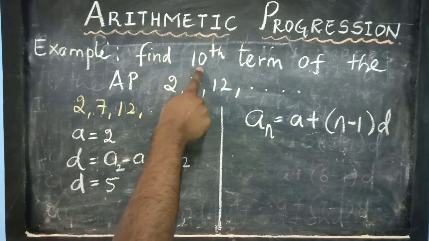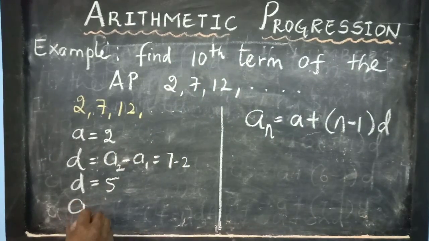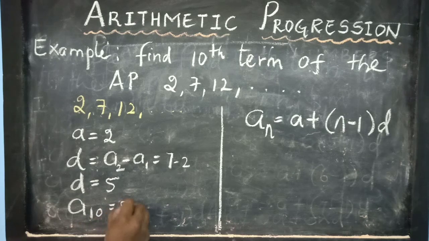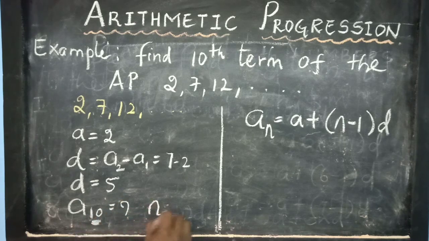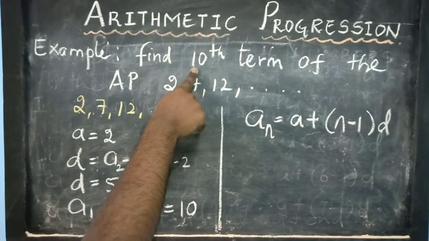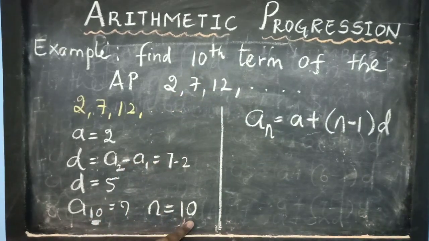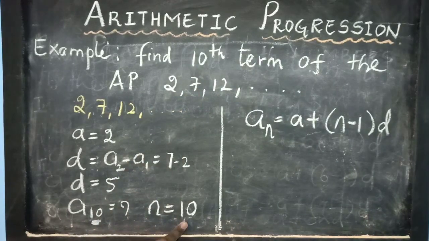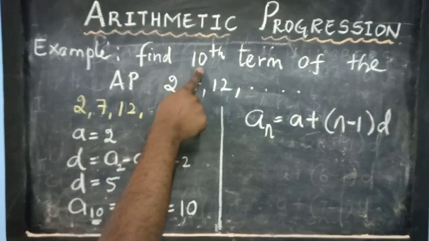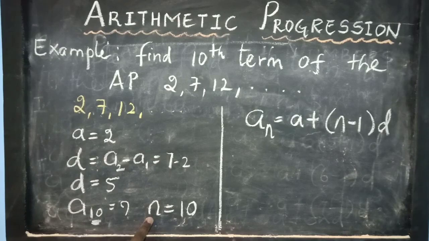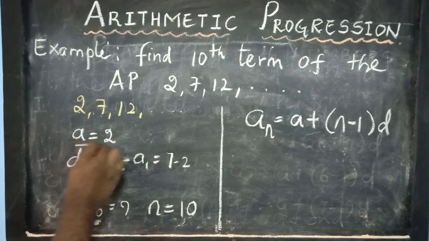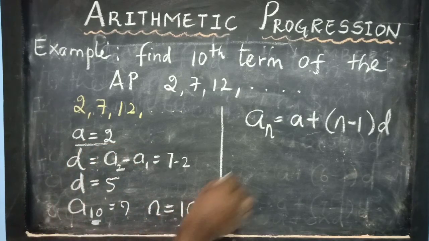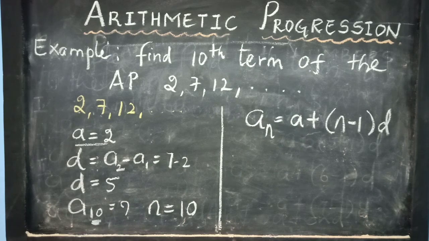We need to find out the 10th term. Therefore, A10 equals question mark. Here, n equals 10. If they ask you to find the 20th term, that means n equals 20. If they ask you to find the 15th term, that means n equals 15. Therefore, here we need to find the 10th term, so n equals 10. Now, substitute all these values in this nth term formula.